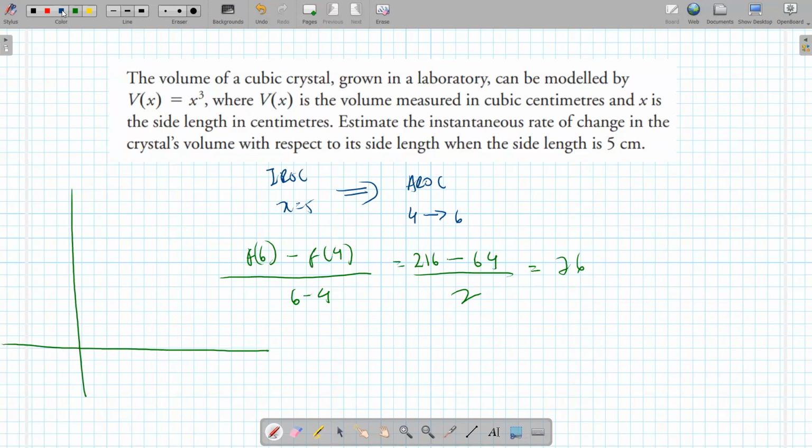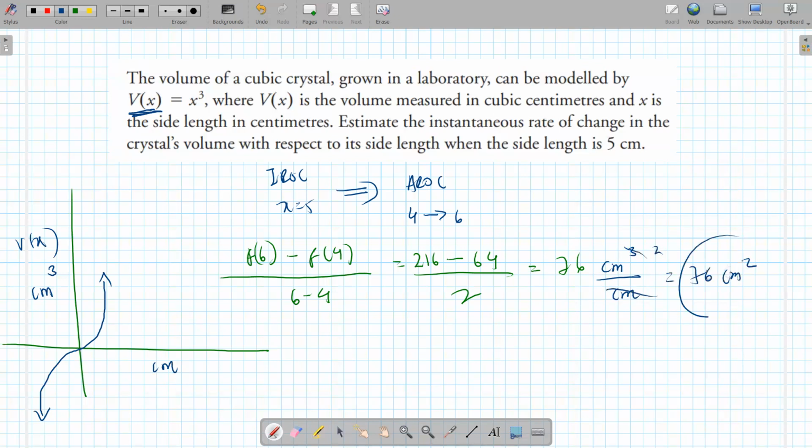If you graph this, you have some cubic function. What's on the y-axis? What's the y value here? What does v of x represent? The volume. So on the y-axis, you have volume, which is measured in cubic centimeters, so cm cubed. What about on the x-axis? What does x represent? Yeah, the side length. So that is in centimeters, right? So the unit here is cm cubed over cm, like that. Rise over run. This and this cancel out, so you get 76 cm squared as the final answer.